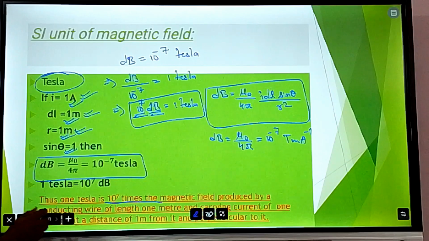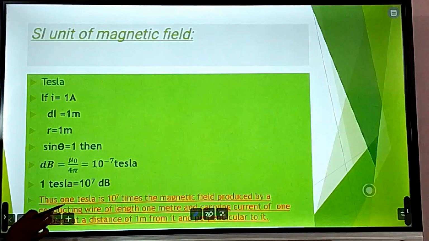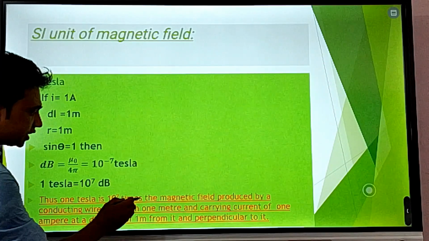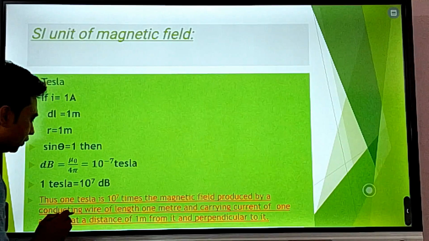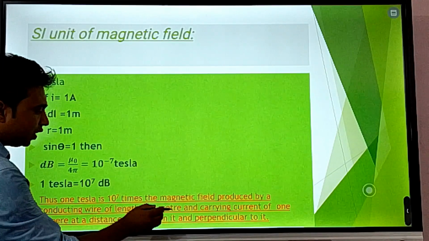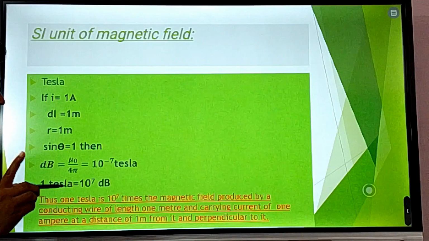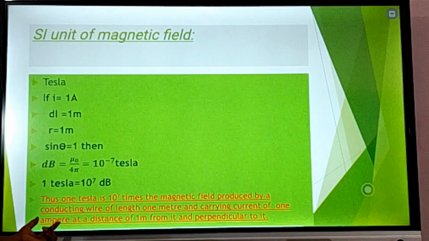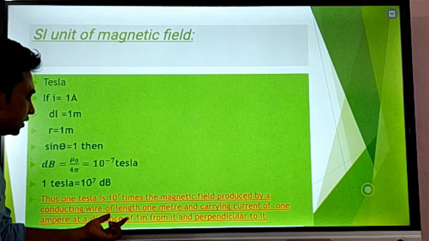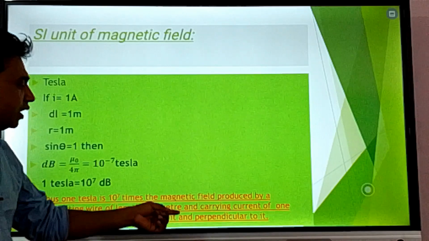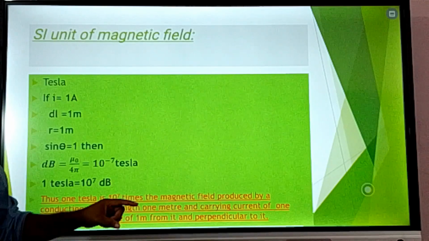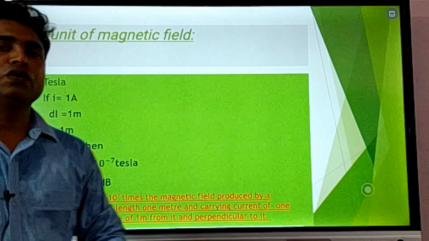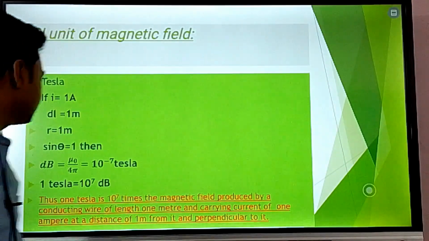How have we described it? 1 Tesla is 10 to power 7 times the magnetic field produced by a conducting wire of length 1 meter. The length of the wire should be 1 meter, and that wire should be carrying a current of 1 ampere, and the point of observation should be 1 meter from it and perpendicular to it. Then in that case 1 Tesla comes out to be 10 to power 7 dB.